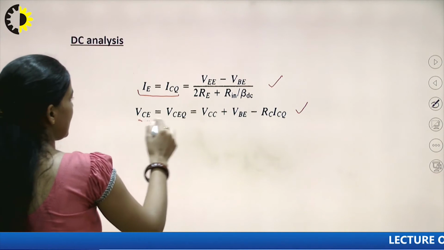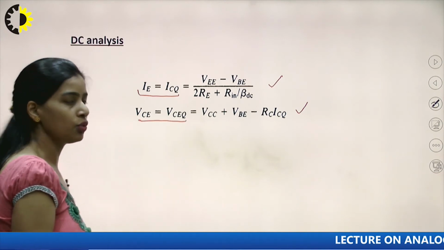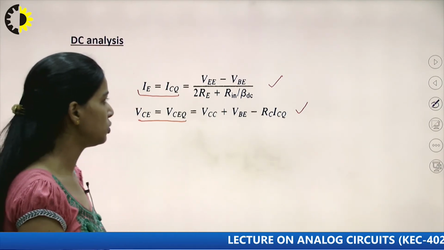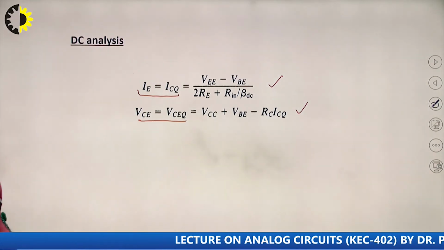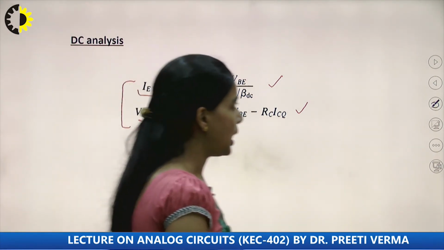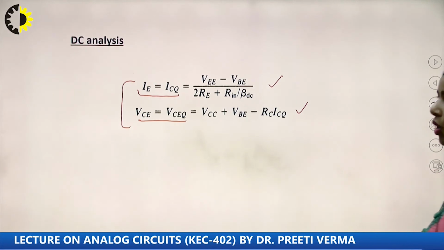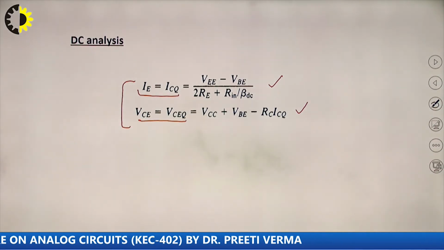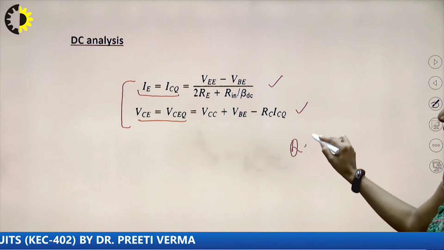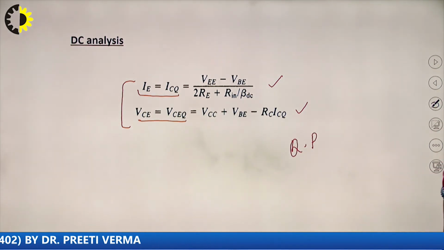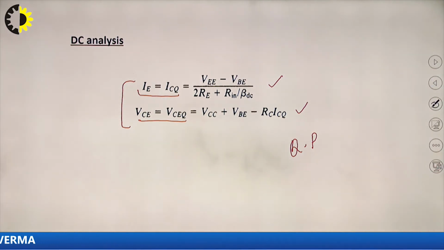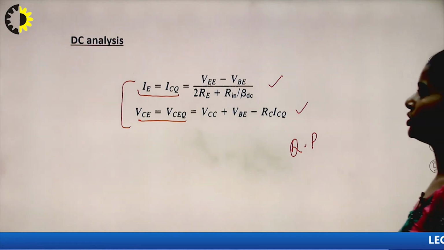VCE we can write as VCEQ is equal to VCC plus VBE minus RC into ICQ. So these two expressions we can say are the same for all four differential amplifiers. So we can say that the operating point, the Q point value, will not change whichever configuration of differential amplifier we consider.